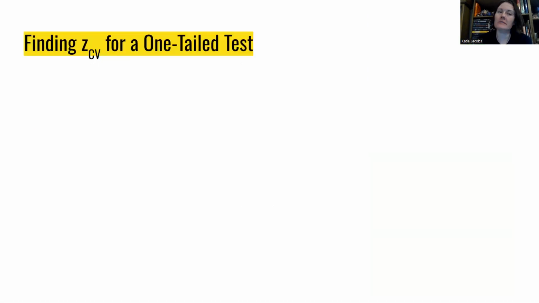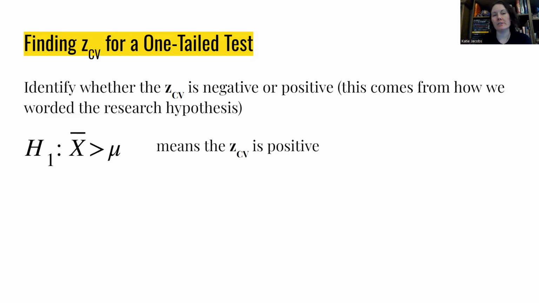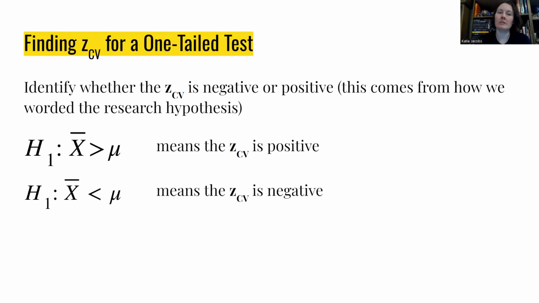So finding our critical value then for a one-tailed test, this is the new information. Again, we identify whether the critical value is negative or positive from how we write a research hypothesis. So if we wrote our research hypothesis here, we know H sub 1 means our first research hypothesis, X bar means our sample mean. If we have the greater than symbol, then our population mean, which is mu, we know that our critical value is going to be positive. However, if we wrote our research hypothesis where the sample mean is significantly less than the population mean, that means that we're going to have a negative critical value.